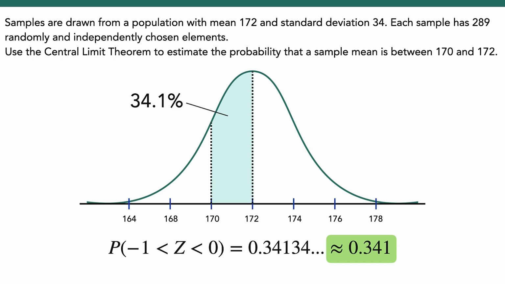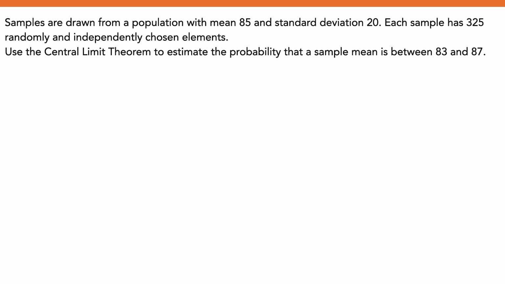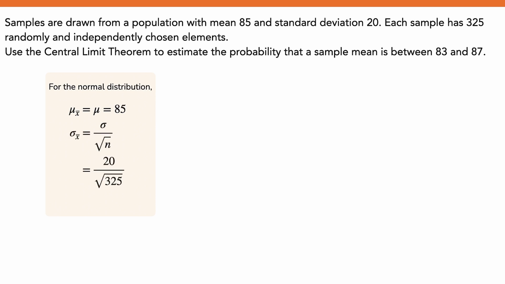Let's try another. Samples are drawn from a population with mean 85 and standard deviation 20. Each sample has 325 randomly and independently chosen elements. Use the central limit theorem to estimate the probability that a sample mean is between 83 and 87. Since n equals 325, we can use the central limit theorem. The mean of the sampling distribution equals the population mean of 85. The standard deviation of the sampling distribution equals 20 divided by the square root of 325, which equals 1.109400.